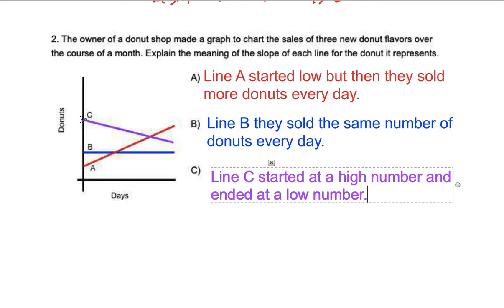On the first day, they sold a lot of donuts of that flavor. By the end of the month, they weren't selling very many of that flavor, or it got less popular during the month, or whatever. So I'm not looking for exact words on those. I'm just looking for the idea that you understand what the line on the graph represents. This is a different scenario than the graph on your test, but you'll have a very similar graph and very similar question about explaining the slopes of the lines.